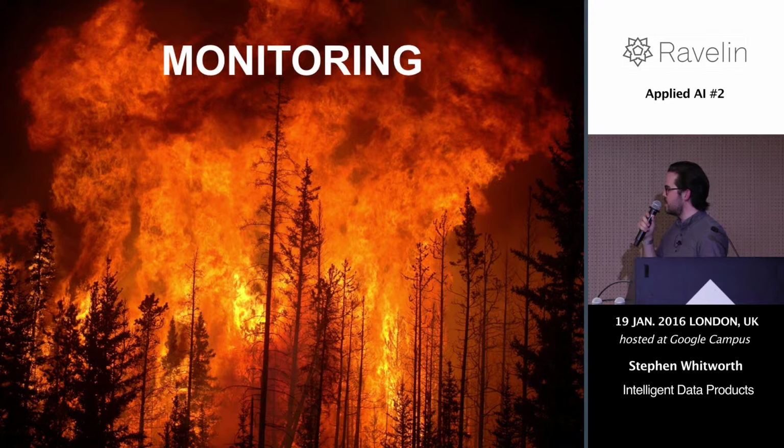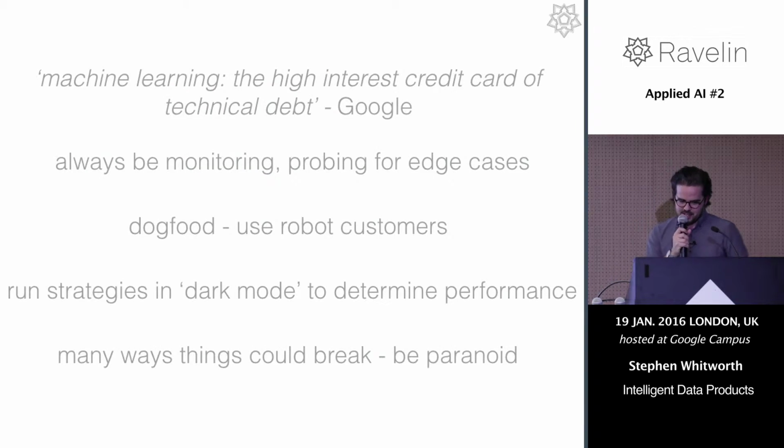So this is talking about the random forest, which has now been set on fire. So this is about monitoring and figuring out when things are going wrong in your machine learning infrastructure. There was a paper published a couple of months ago called Machine Learning, the High Interest Credit Card of Technical Debt. And I think this is, in my very short experience of it, kind of true, because there's so many ways that things could potentially break when building machine learning infrastructure.